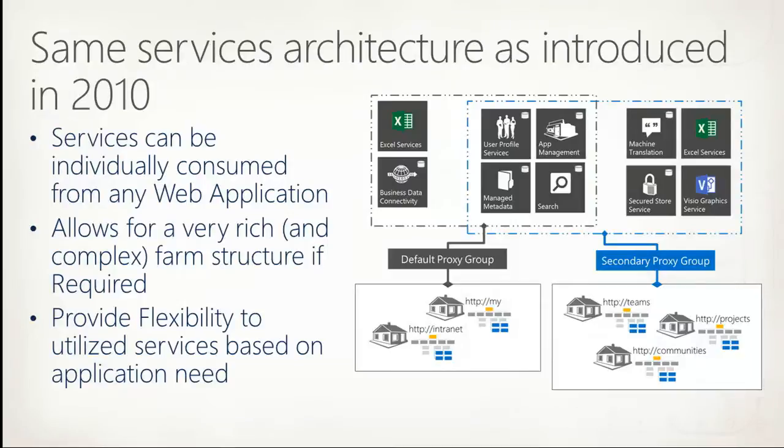So service applications can be consumed by web applications in your farm. This allows you to design a flexible architecture that suits your needs for all your web applications. As you can see in this diagram, I have 5 web applications, and they're consuming similar services and different services based on what proxy group they're connected to. This is really something that you can leverage and utilize throughout your entire deployment.